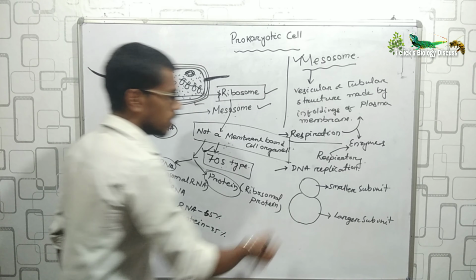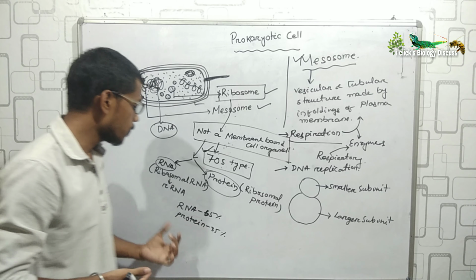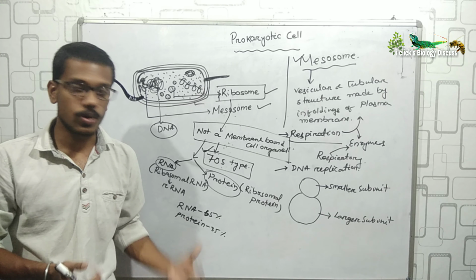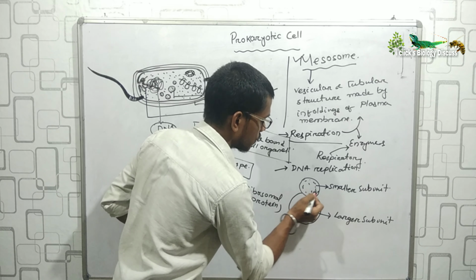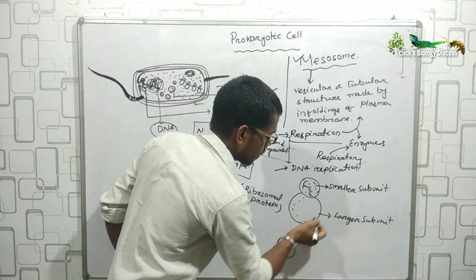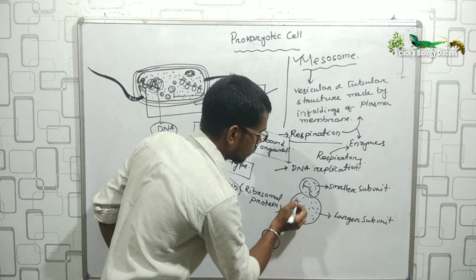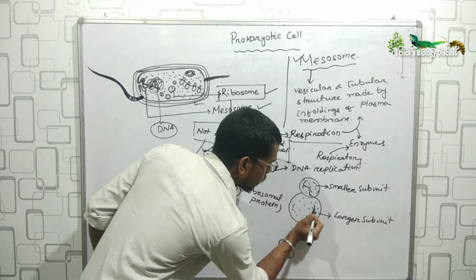Okay, and the smaller subunit and larger subunit, they both are made up of what? They are made up of proteins and RNA. If you see the composition, these are the proteins, and there is also the presence of RNA. And in case of the larger subunit, two types of RNA, or two numbers of RNA, are present.